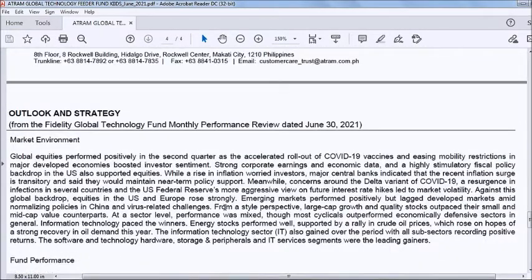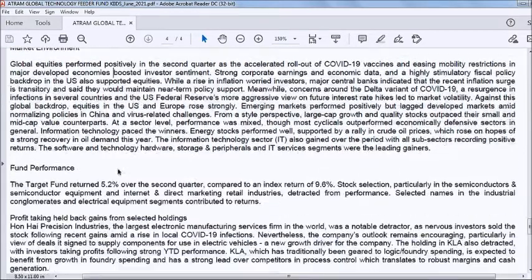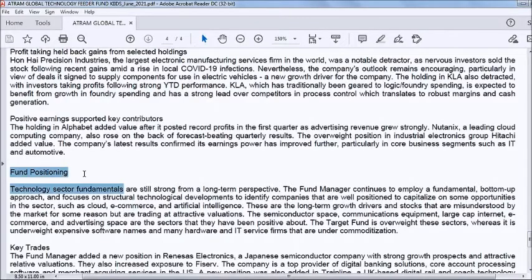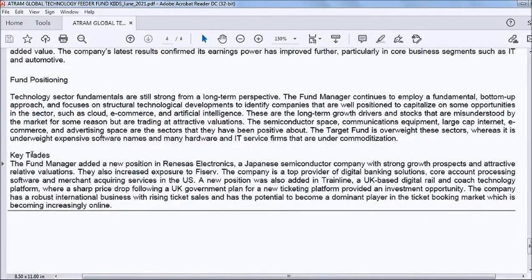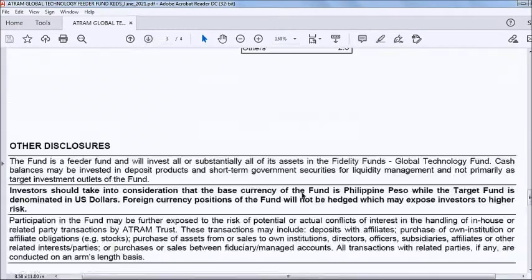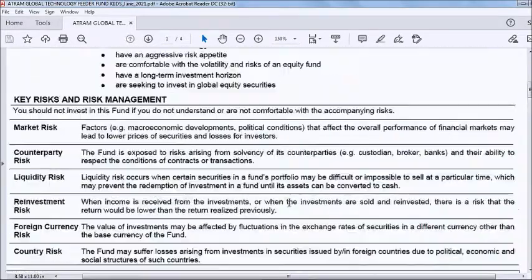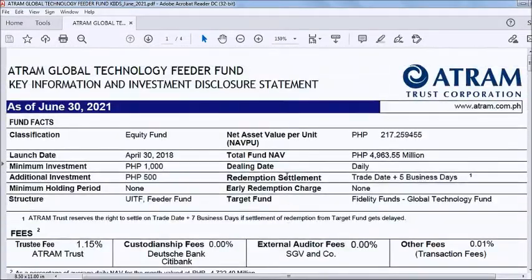But if you would like to go deeper to dun sa file, meron ding outlook and strategy. So, meron market environment, fund performance, meron ding fund positioning, and key trades. So, this is actually helpful, especially if you're just starting out or a beginner and you would like to know the key information and investment disclosure statement.